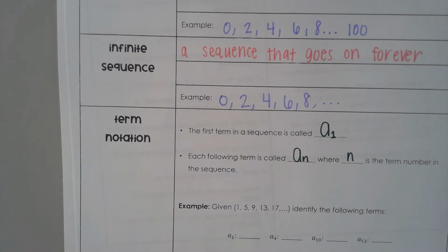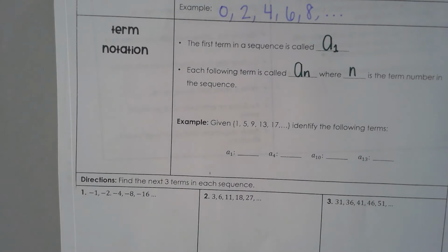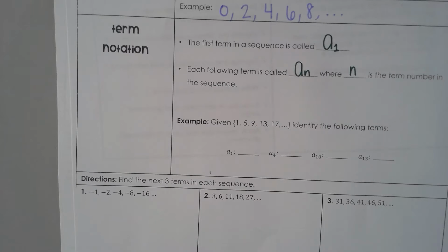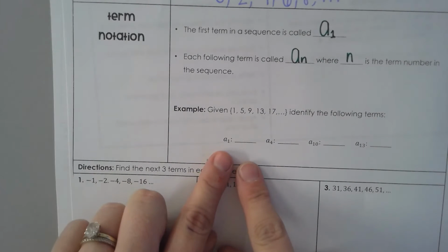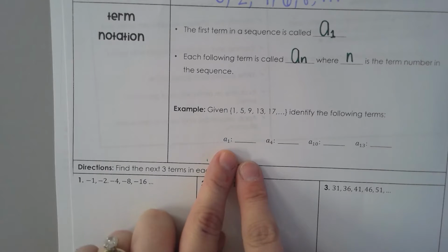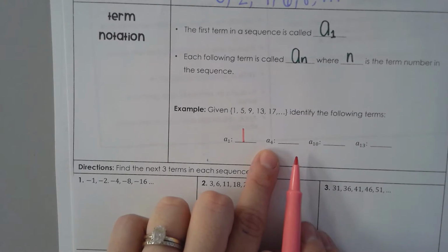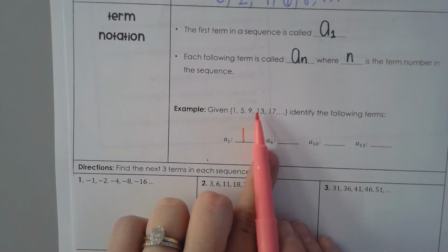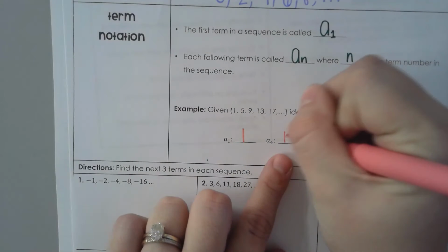So let's see here on this example. What pattern do you notice? Each number is being added by 4. Adding 4 each time. Good. So I'm asking you for A1. That means I'm asking you for the first term. What is the first term? 1. The first number in my sequence is 1. What about A4? 13. That's 1, 2, 3, 4. So the fourth term is 13.